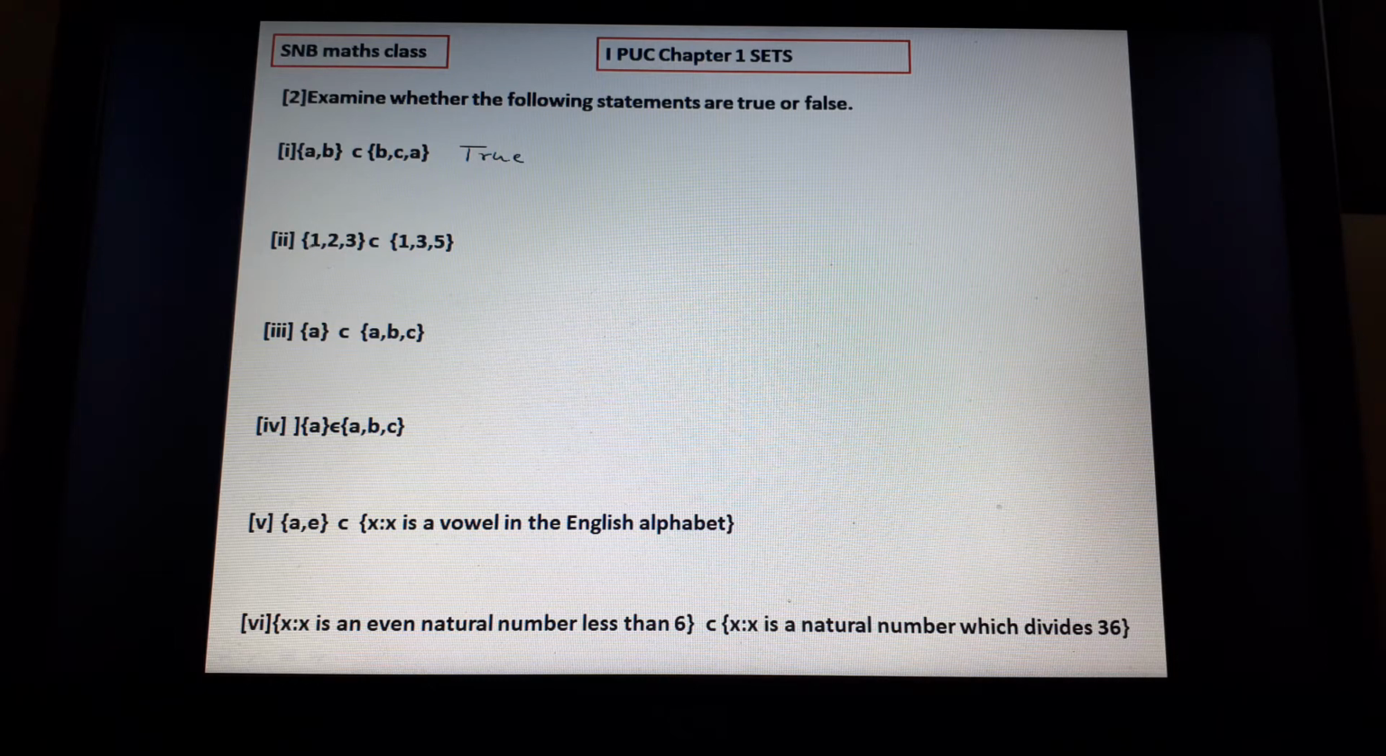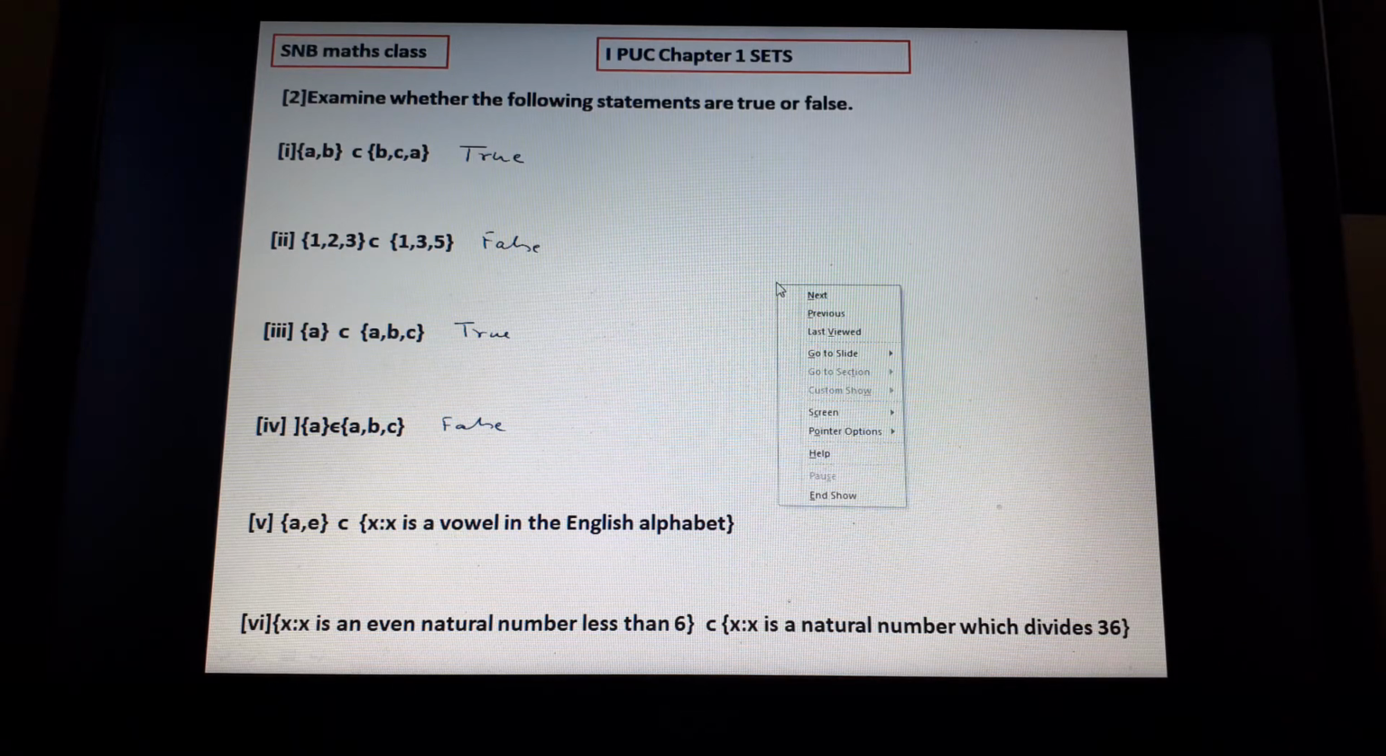Same here. 1, 2, 3. But 2 is here, 2 is not here. Therefore, it is false. So here it is a singleton set containing A. Here this is ABC. Definitely this is true. And here the symbol is not correct, because here singleton set A is an element of this is wrong. So it is false. Similarly, you can do the remaining two yourself. Next question.